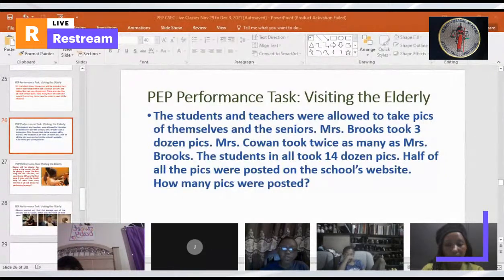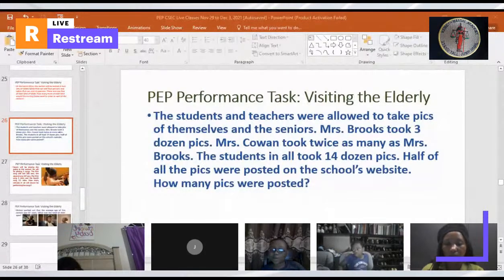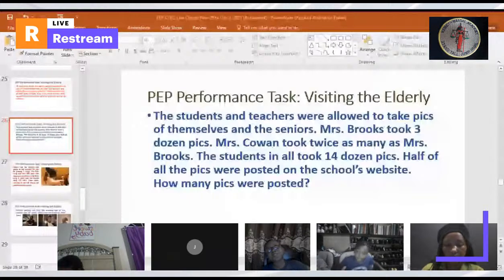So 3 dozen is equal to 36. Who took 36? Mrs. Brooks took 3 dozen pics, or 36. All right. And it said Mrs. Cowan took twice as many. So I added 36 and 36 and I got 72.